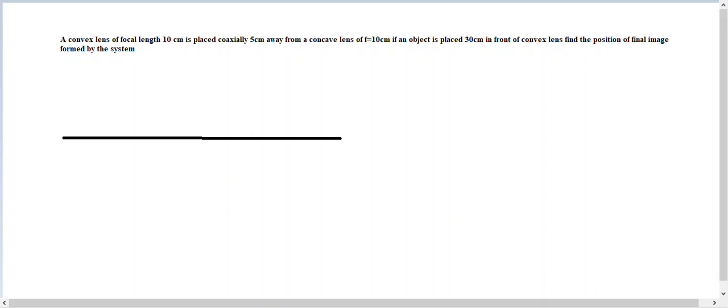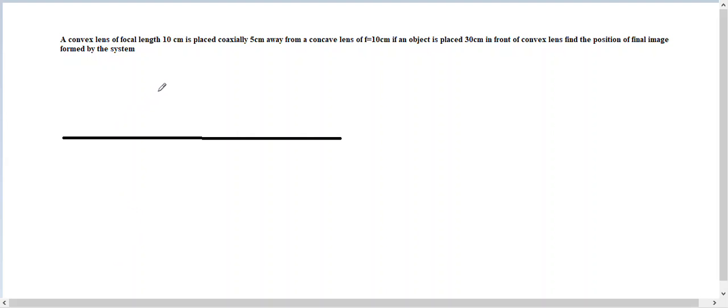Alright, so let's proceed to the third part of the question, which is a numerical. It says that a convex lens of focal length 10 cm is placed coaxially 5 cm away from a concave lens of focal length 10 cm. If an object is placed 30 cm in front of the convex lens, find the position of the final image formed. So here we have to make the arrangement first.